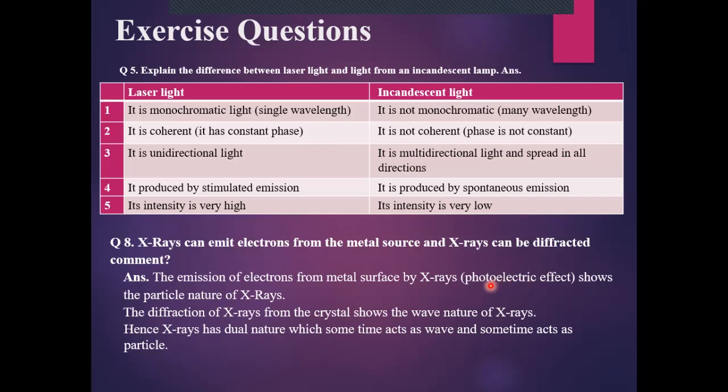So this shows the particle nature of light, or particle nature of X-rays, as X-rays also produce the photoelectric effect. Also, when X-rays are bombarded on a crystal, it shows diffraction, which is a wave phenomenon. So X-rays also show wave nature. So these two phenomena show that electromagnetic radiations or X-ray radiations have dual nature, that sometimes they act as a wave and sometimes as a particle.